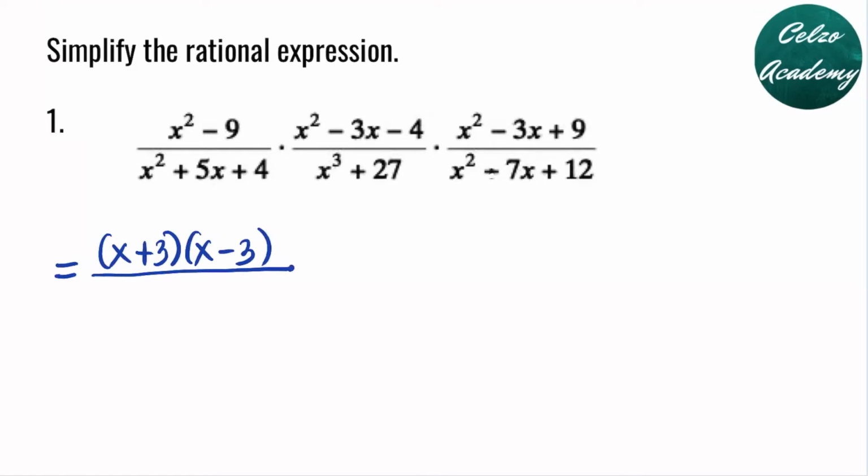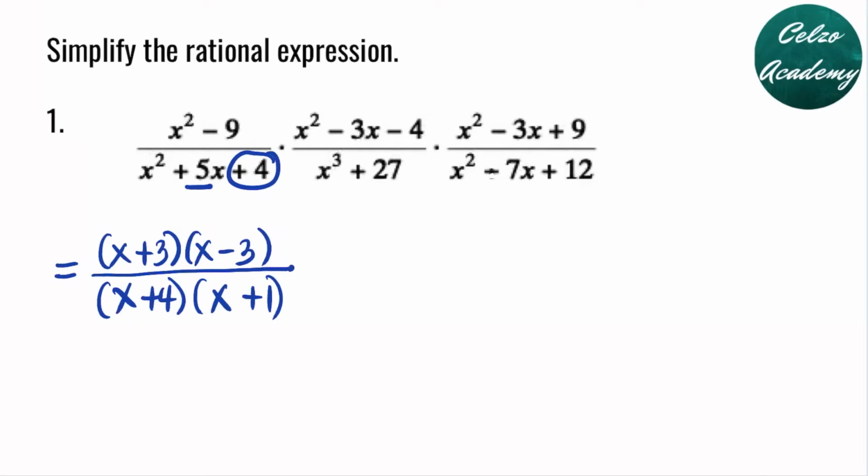For the denominator x squared plus 5x plus 4, we need to find factors of 4 that will give us a sum of 5. What do you think are the two numbers that multiply to 4 and add up to 5? It is 4 and 1. 4 times 1 is 4. 4 plus 1 is 5. So the factors are x plus 4 and x plus 1.